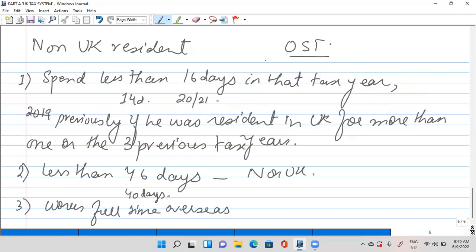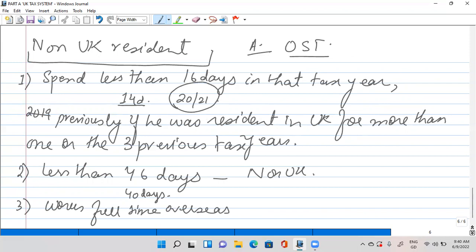Now the first one, we are considering the automatic overseas test, in which if the person meets it, we will call him the non-UK resident. The first condition, now let's understand it. What does this mean? Spend less than 16 days in that tax year. For example, if I talk about 2021, a person has spent only 14 days. Okay, it means that he's falling over here, less than 16 days.